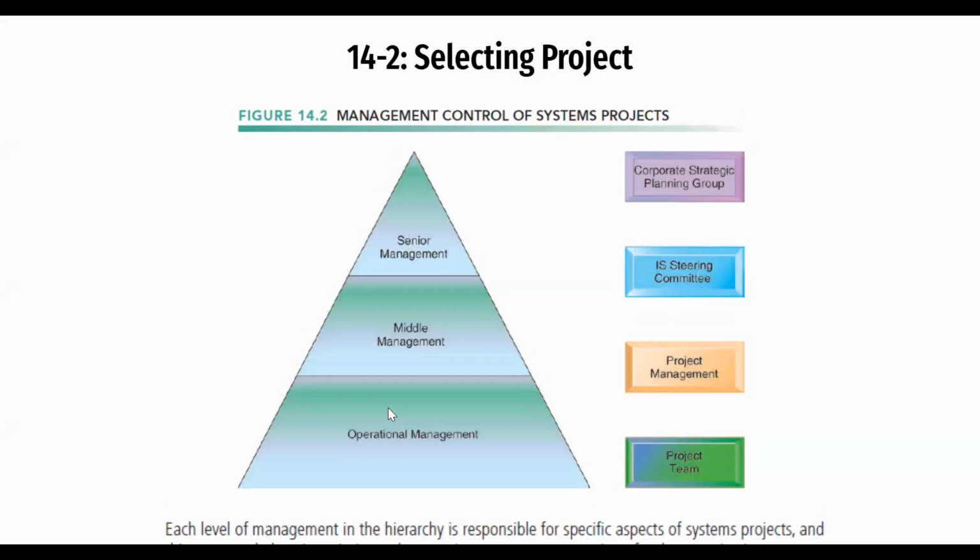As we can see, the purple one at the top is the corporate strategic planning. So this group is responsible for developing the firm's strategic plan, which may require the development of new systems. Often, this group will have developed objective measures of firm performance. So this is the KPI or the key performance indicator. These performance indicators are reviewed and discussed by the firm's board of directors. So, as you can see, the corporate strategic planning belongs to senior management.